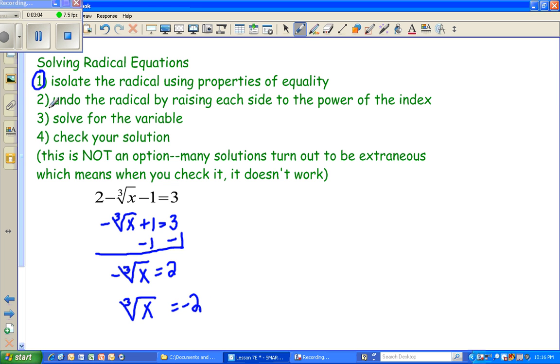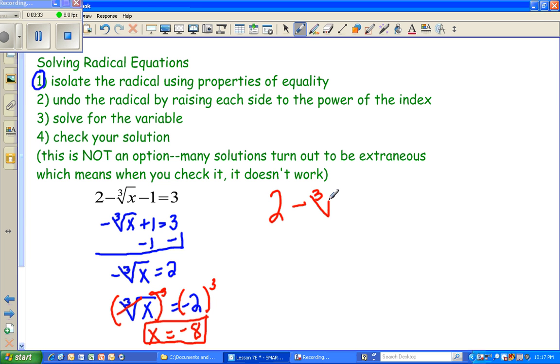All right, so we've undone the radical by raising each side to the power of the index. Now this one is a cubic root, so what we're going to do for this one is instead of squaring both sides, we need to cube each side. The cube is going to take out the cubic root, and so in this case you're going to get x equals negative 8.